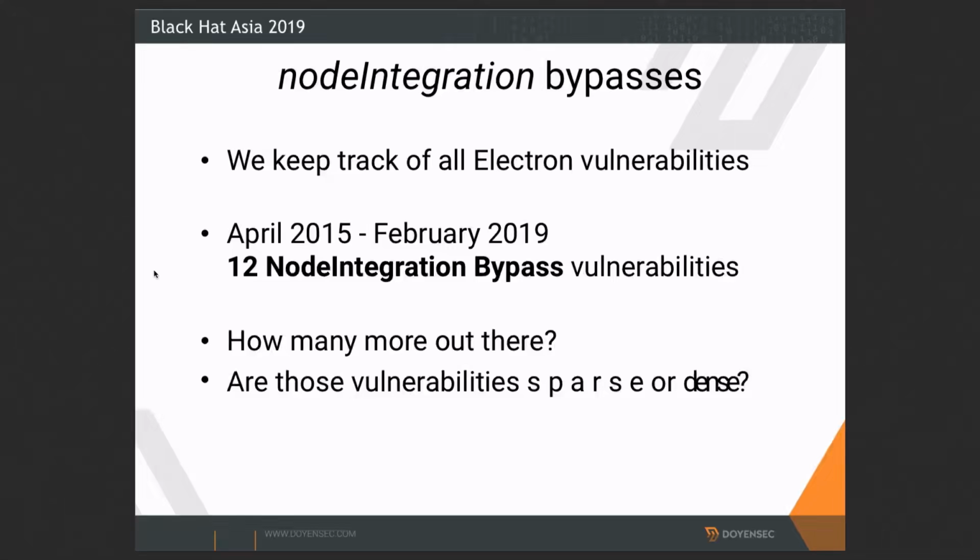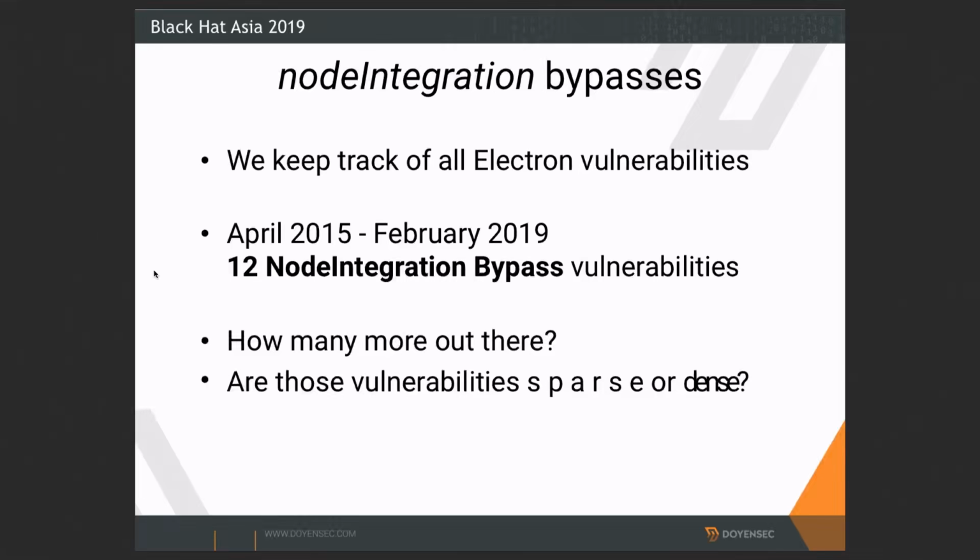And let's look at node integration as an example. We are tracking vulnerabilities on Electron since the beginning. There are 12 node integration vulnerabilities from the inception until February. That's when we made the count. And those are questions obviously we cannot really answer.